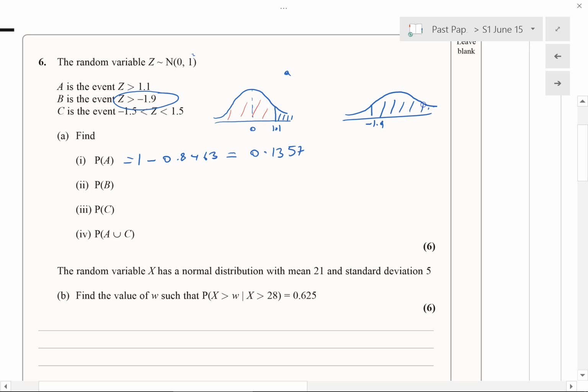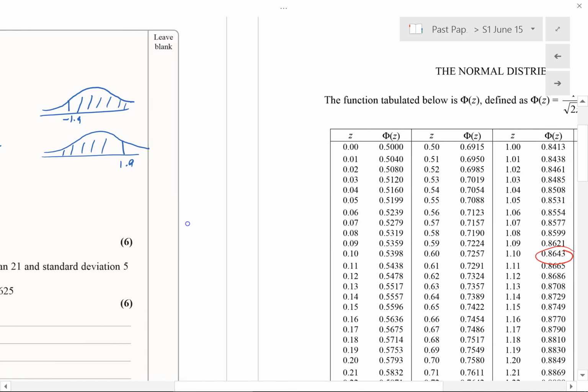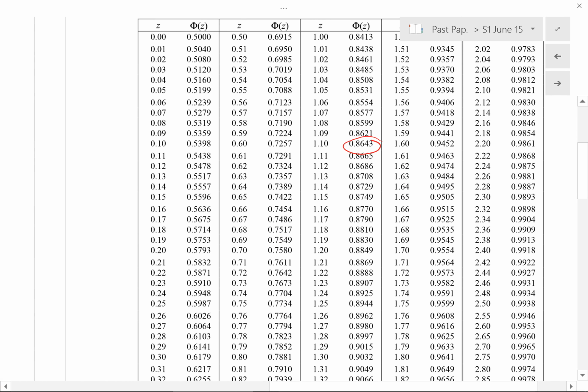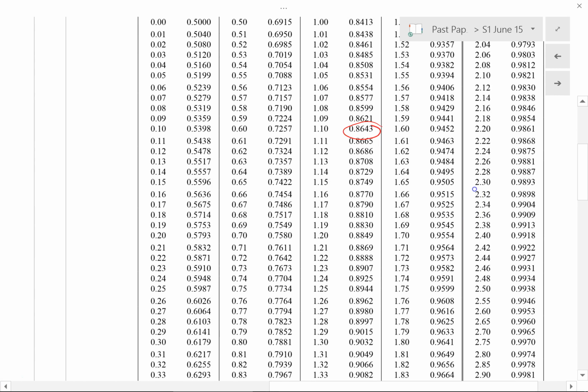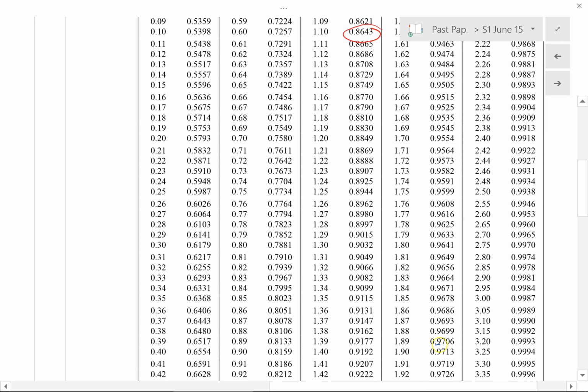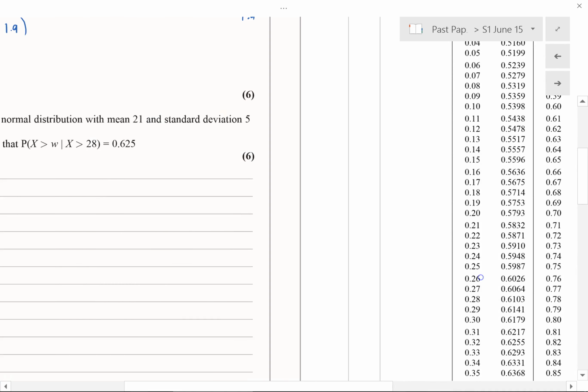Which is this area here. Well, by symmetry, that's going to be exactly the same as reading the probability that Z is less than 1.9. So that's basically the same as the probability of Z being less than 1.9, which we can just read from our tables. So if we look for 1.9 on our tables, that's 0.9713.